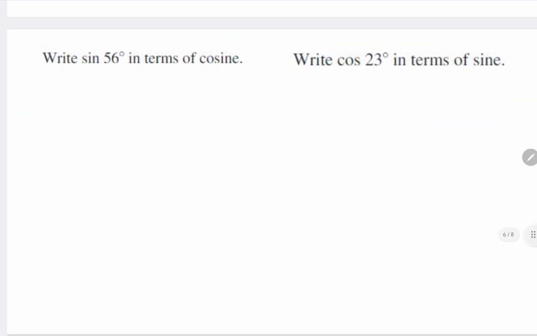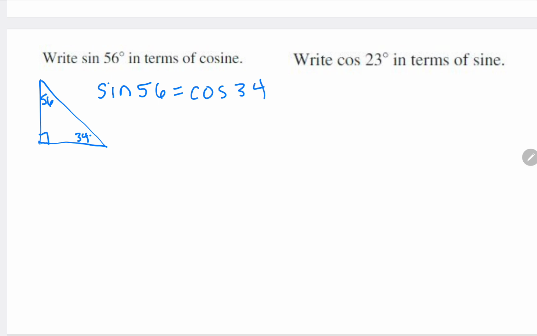So, the application of that. We know if it's a right triangle, one of the angles is 90 degrees. If one of the angles is 56 degrees, then the other angle must be 34 degrees because the two acute angles need to add up to 90 degrees so that the three angles together add up to 180 degrees. So the sine of 56 is the same thing as the cosine of 34. And you can check me on that by typing it into your calculator.